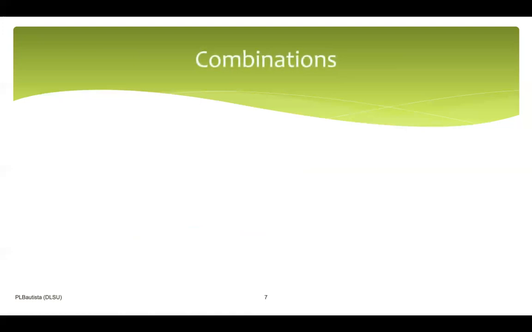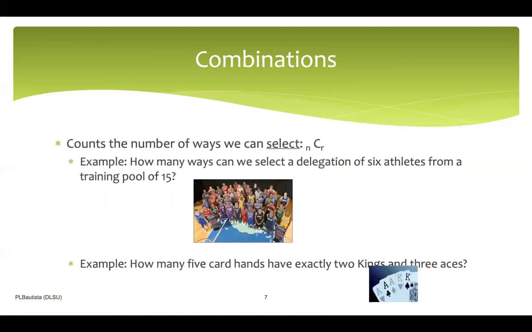And lastly, the last counting technique that we will discuss is combinations. For combinations, our goal is to determine the number of ways we can select a group of objects. Okay? So we're not concerned with the arrangement of the objects. Our concern is just selecting. And the number of ways of selecting is given by nCr, or we say n combination r.